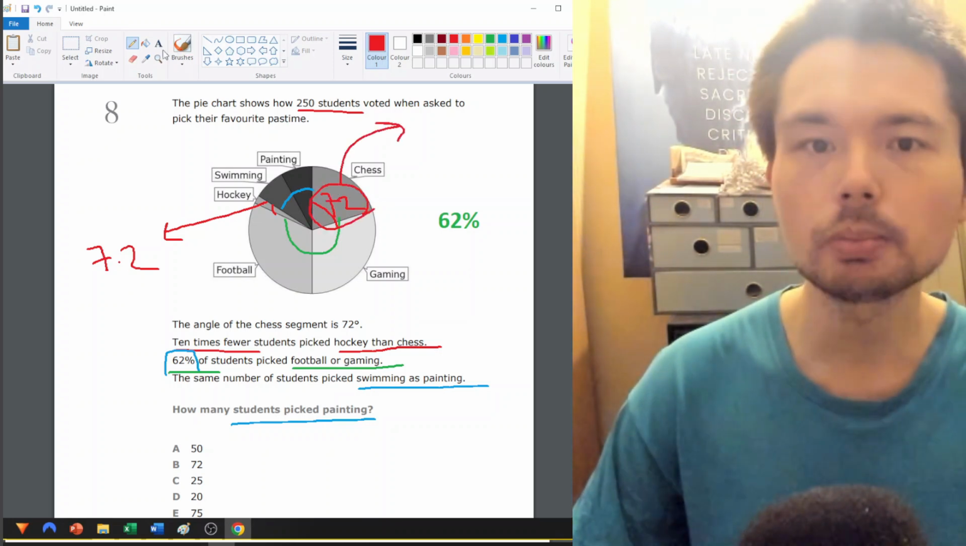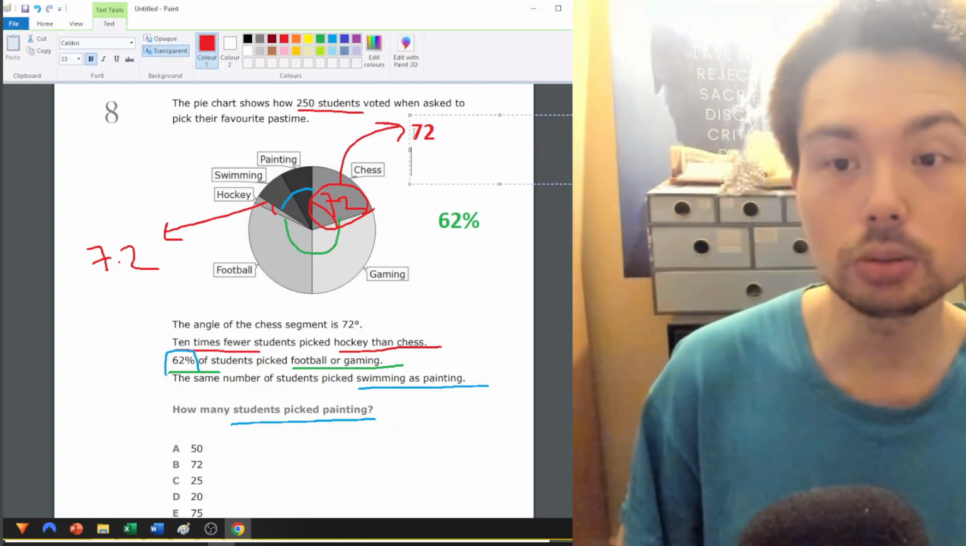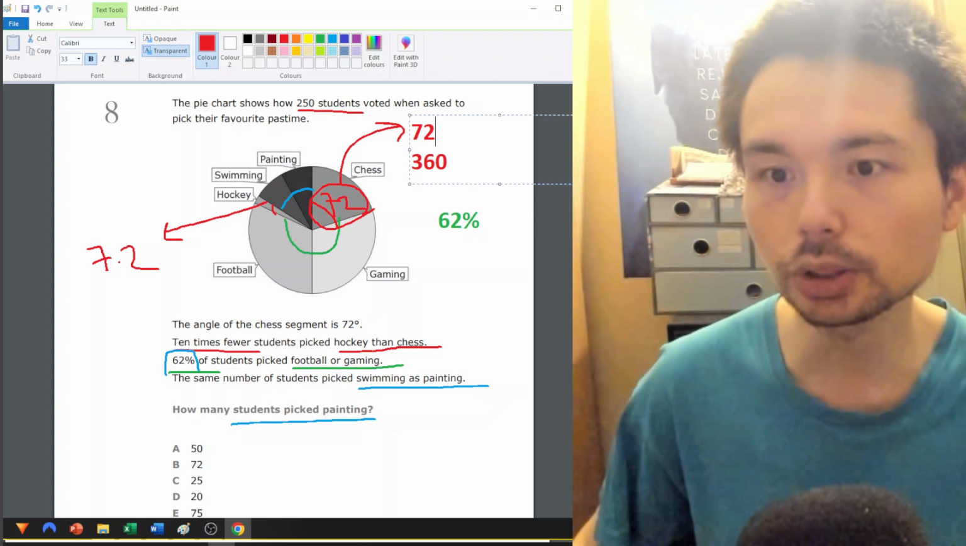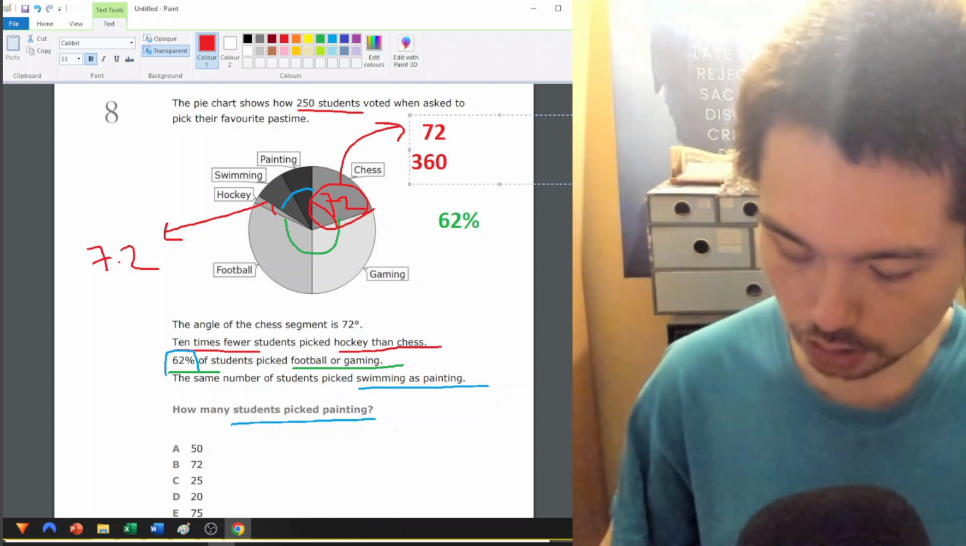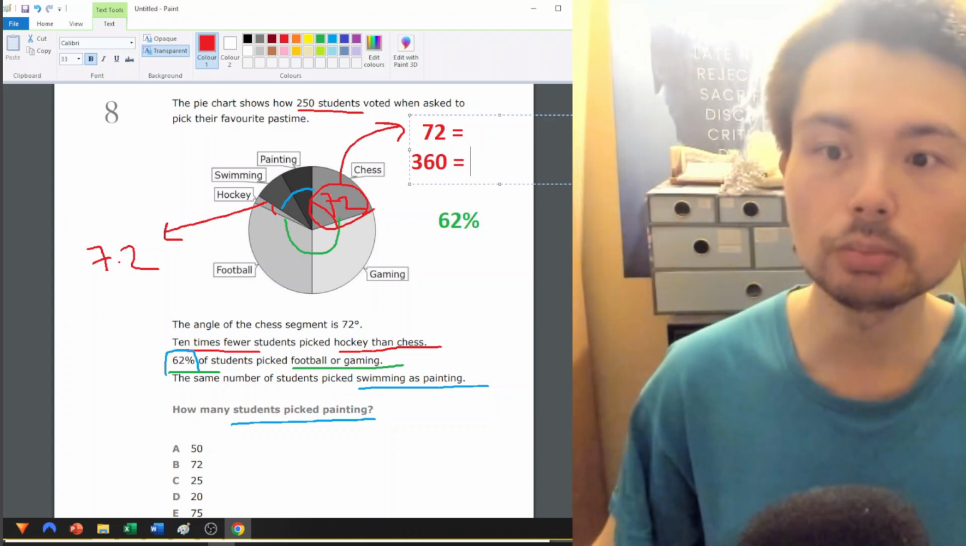Now, with these pie chart questions, we must think. It's 72 out of what? It's the total number in a pie chart, which is 360. So now we simplify that. Can you see they're both in the 9 times table? They're actually both in a bigger times table, but you might not be able to see it.